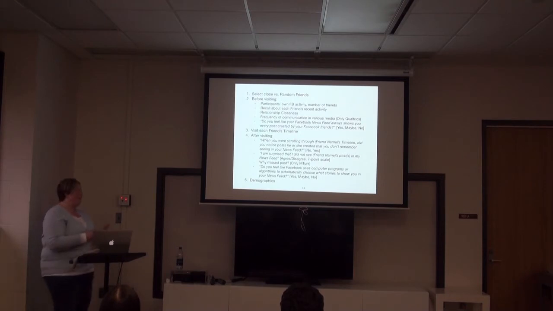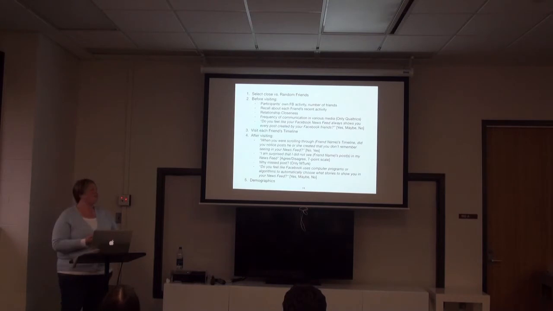They visited the timelines of all of the friends, the close friends and the random friends, in random order. And we asked them to scroll back about a week in the friends' timeline, so to pay attention to the dates of the posts that they were seeing and scroll back about a week. We didn't want them to be lost in their friends' timelines forever. Then after they visited, we asked them whether or not they noticed a post in their friend's timeline that they didn't remember seeing in their newsfeed.